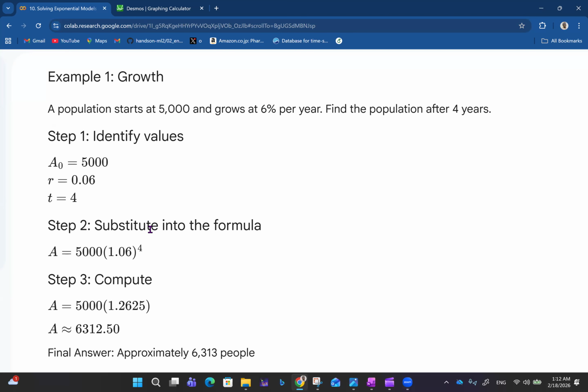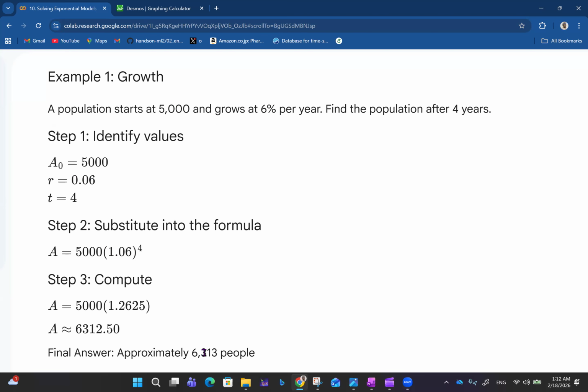So step two, now you substitute into the formula. A equals A naught times 1 plus R raised to power 4. So A naught is 5,000, 1 is the 1 here, plus R. R is 0.06. 1 plus 0.06 is 1.06. Then 4 is the year here. Then you compute that. So you have A equals 5,000 multiplied by 1.06 raised to power 4, and you end up getting 6,312.50.